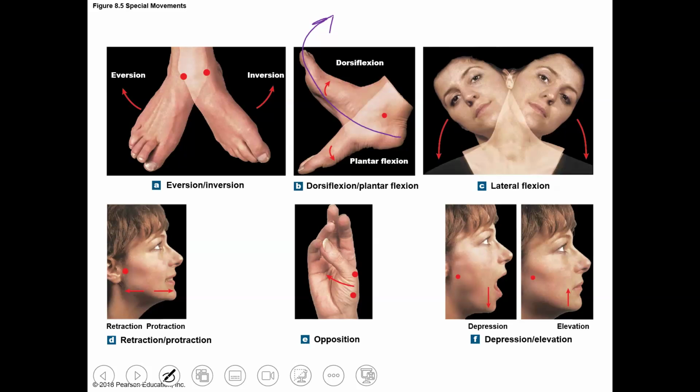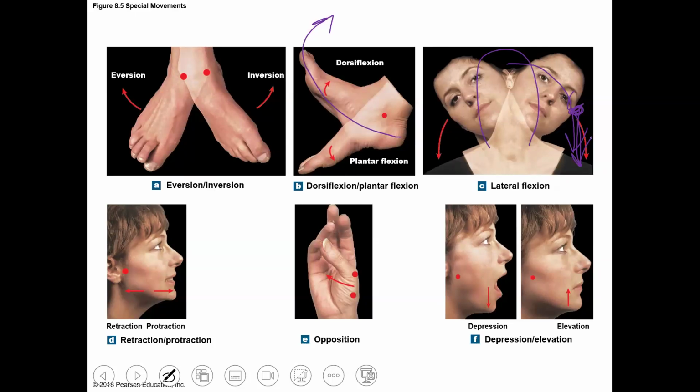Lateral flexion, so starting from midpoint here, when she tilts her head straight down from her right ear or her left, this is her left ear to left shoulder without rotation, that's lateral flexion. So drop your ear to your shoulder, one side to the other, that's lateral flexion.